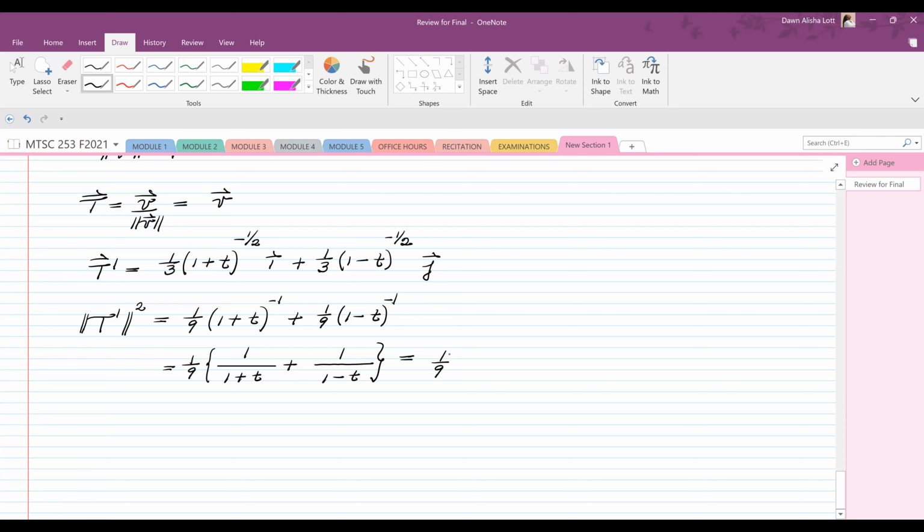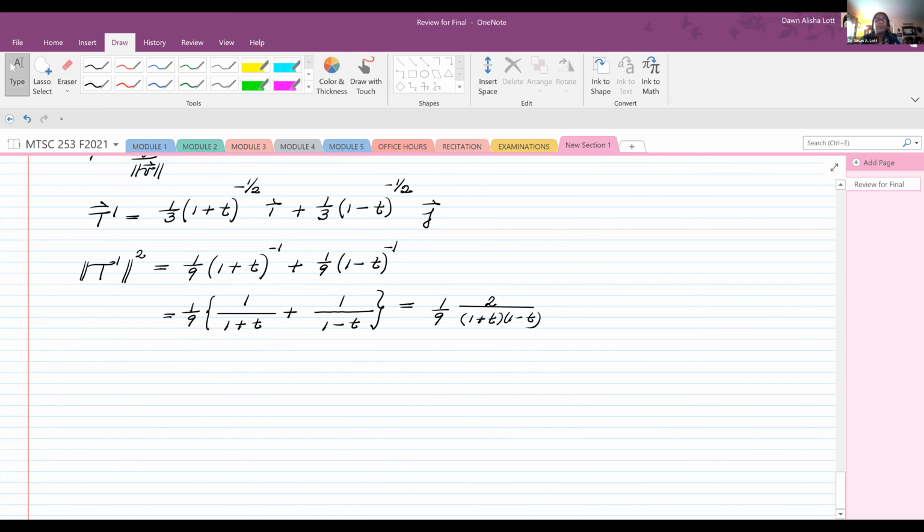Okay. So it would be 2/9, and then 1 plus t, and then 1 minus t. Like that? Yeah. Okay. So now you can do the square root. How would you take the square root of that if you just leave it? Yeah, you just stick the square root on it. Just plop a square root on it.